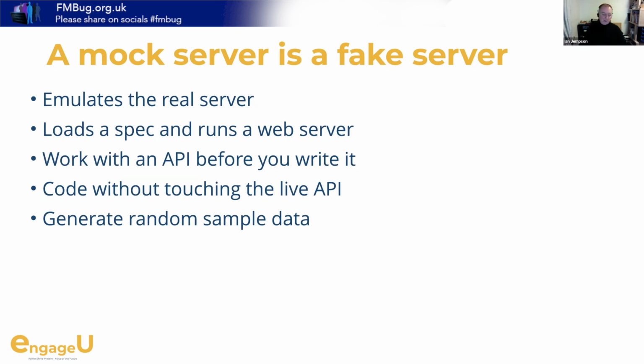But if you're writing an API yourself that's producing the API, you can write the document that describes what the API does before you write the API code. So it means you can actually have the people working on the development of the API, the providers and the consumers, working separately at the same time. And the mock server can generate random sample data, which is kind of cool.